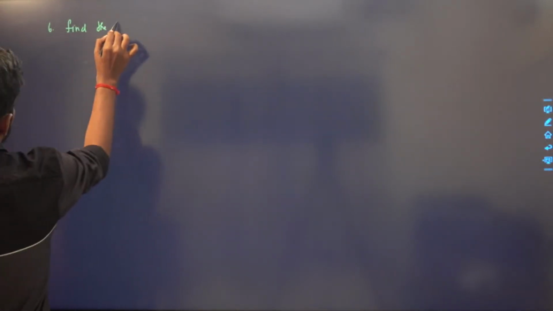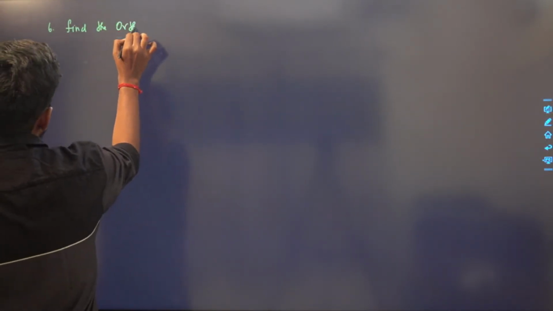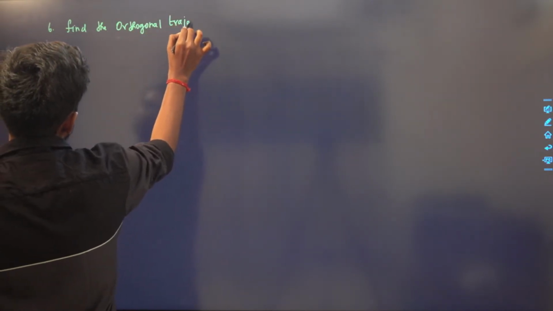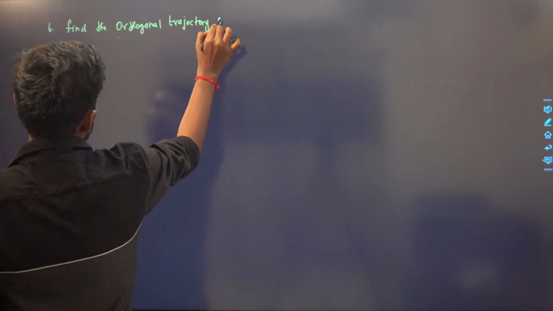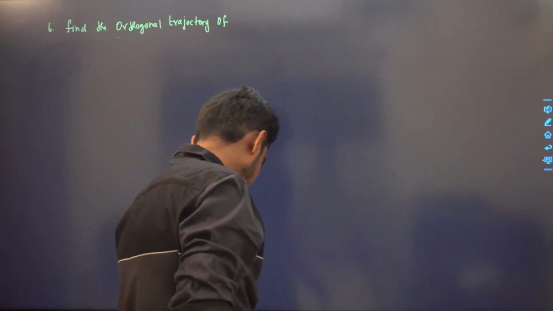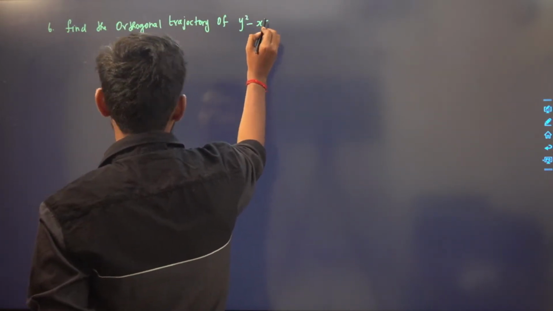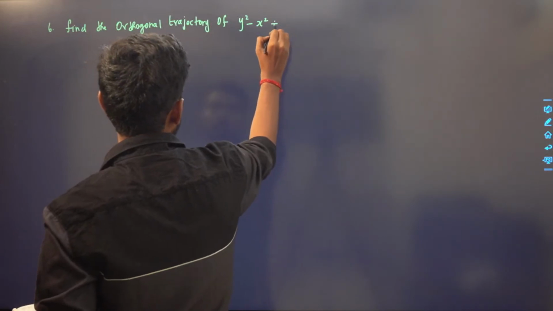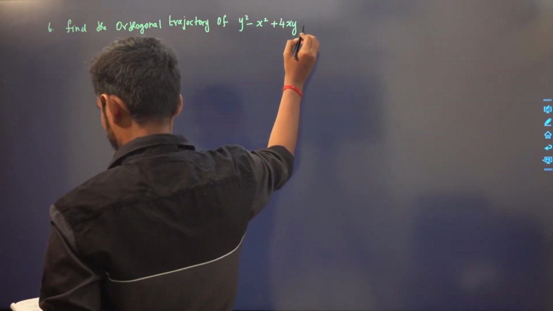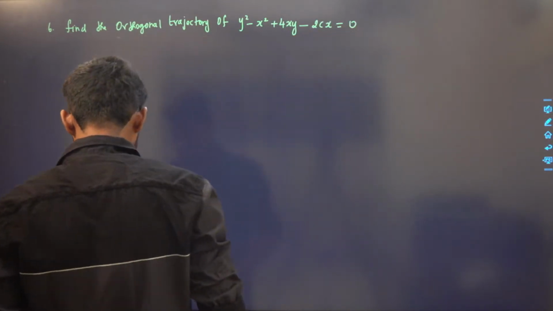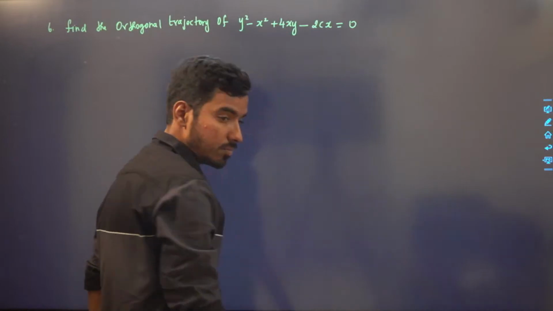Find the orthogonal trajectory of y square minus x square plus 4xy minus 2cx is equal to 0, right? I'm not going to do the entire problem. I'm just going to give you some hints. You have to do the problem, right?